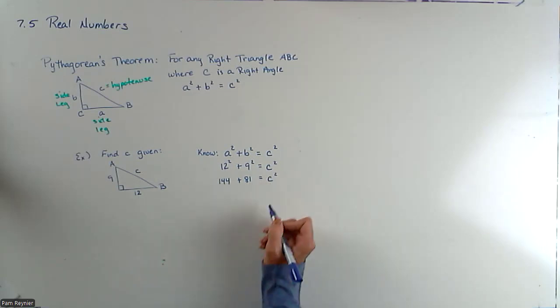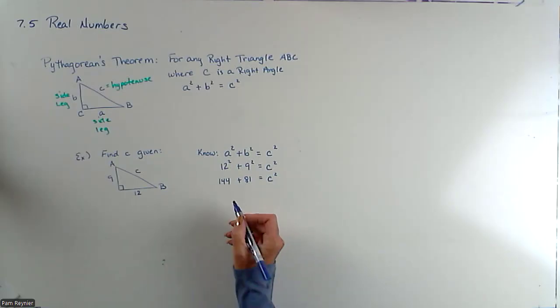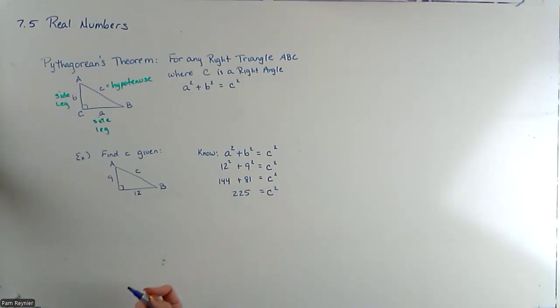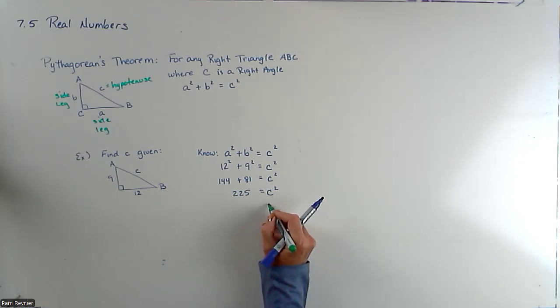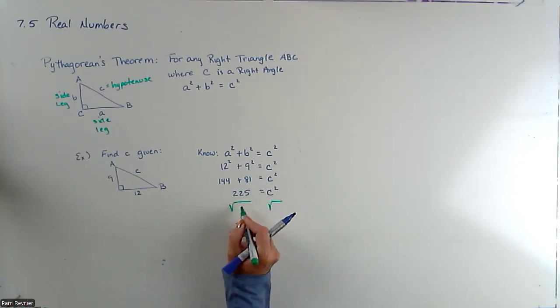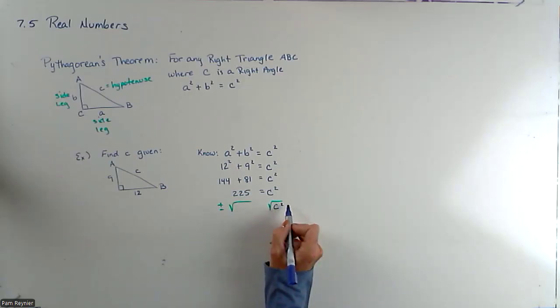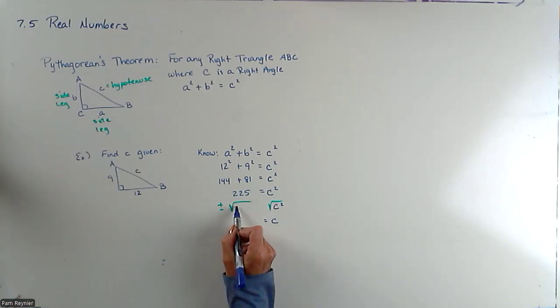81 plus 144 is 225. And now to solve for c, because it's being squared, we're going to take the square root. But if you remember, if we're the ones taking the square root, you always get a positive and a negative root. So the square root of c squared is going to give you c. The square root of 225 is 15 times 15.